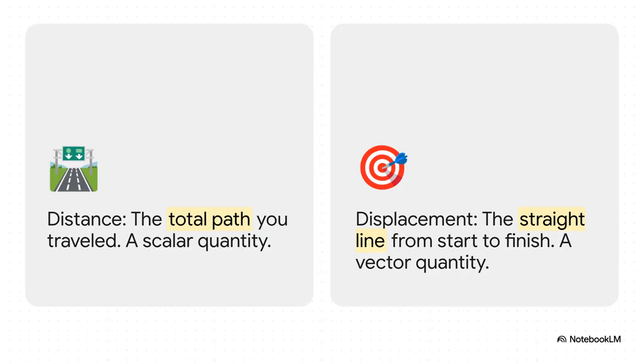Think of it like this. Distance is the total, winding path you actually traveled. It's what the odometer in your car tracks, every single twist and turn. But displacement? That's the shortcut. It's the straight line as the crow flies from your starting point to your finish line. One tracks your entire journey, the other just tracks your change in position.